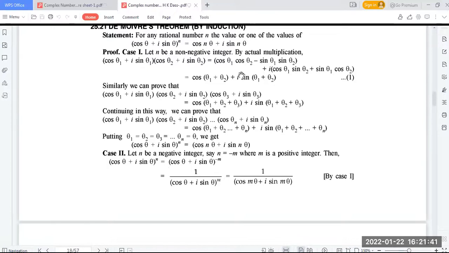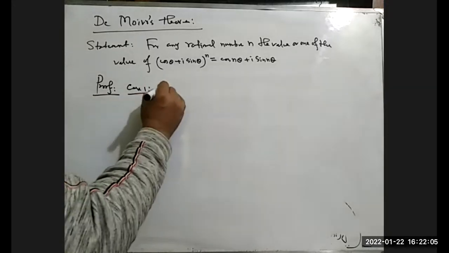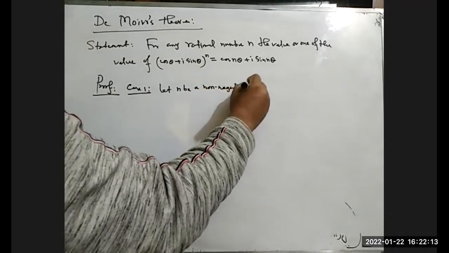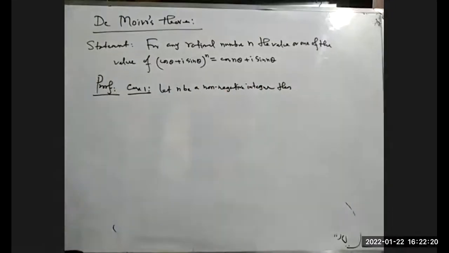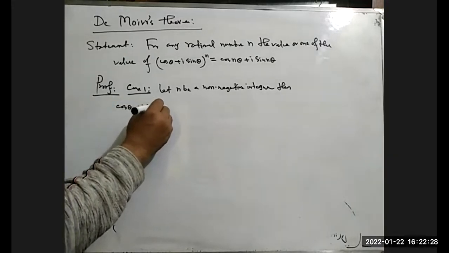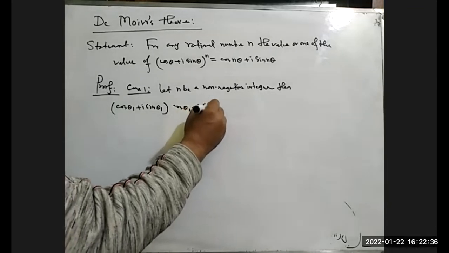Now for the proof, case 1: let n be a non-negative integer. Then taking any two complex numbers, cos theta 1 plus I sin theta 1, this is the first complex number, and the second complex number is cos theta 2 plus I sin theta 2.